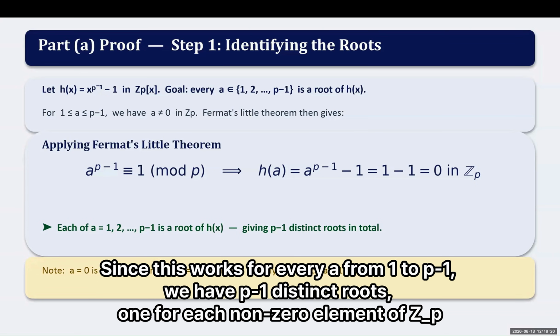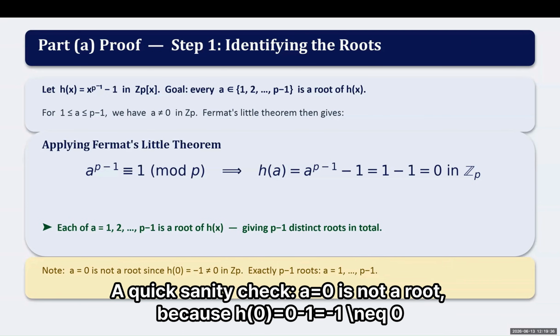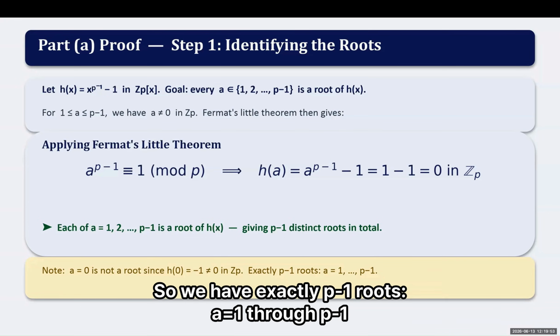Since this works for every a from 1 to p-1, we have p-1 distinct roots, one for each non-zero element of F_p. A quick sanity check. a equal to 0 is not a root because h(0) is equal to 0 - 1, equal to -1, which is not equal to 0. So we have exactly p-1 roots, a equal to 1 through p-1.